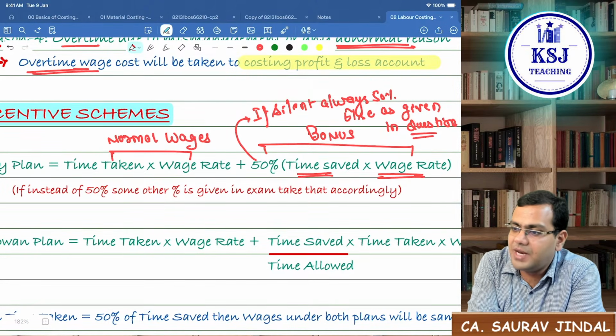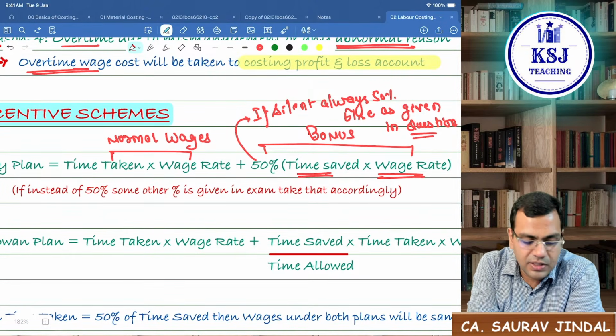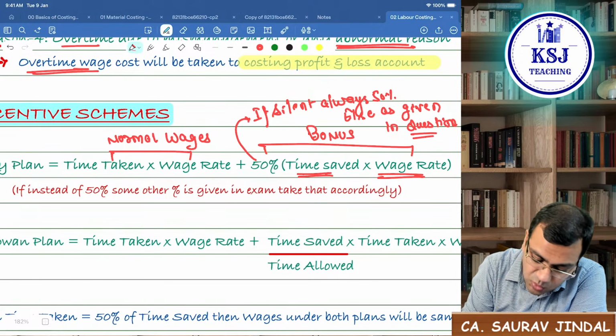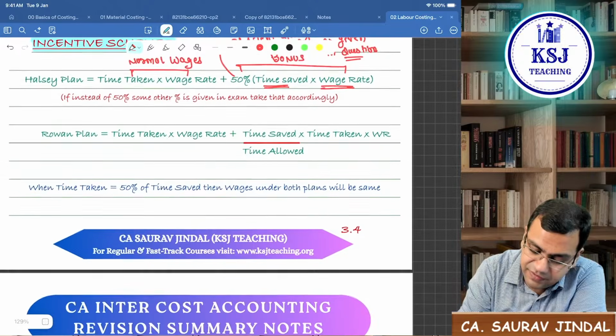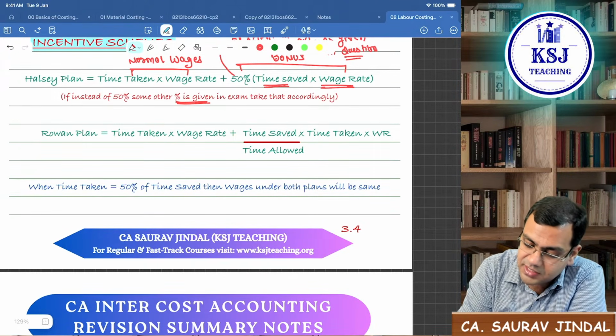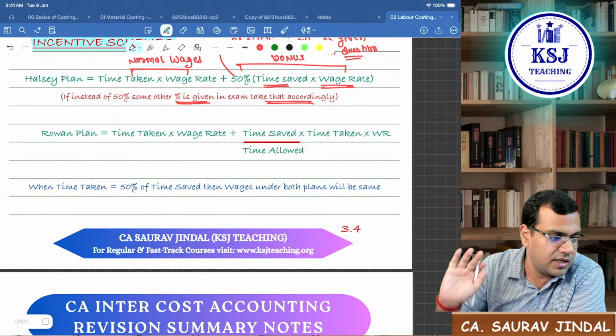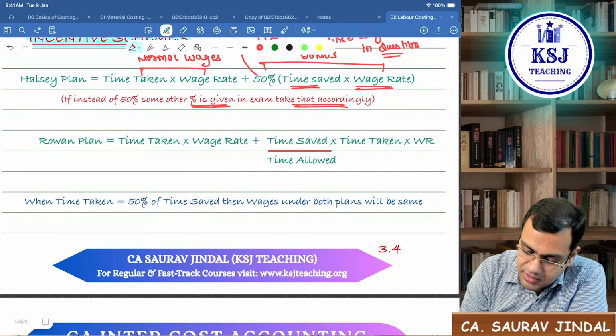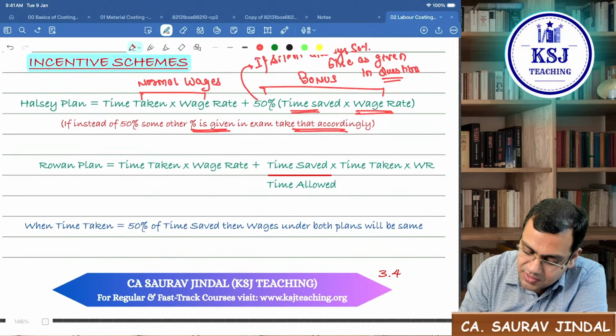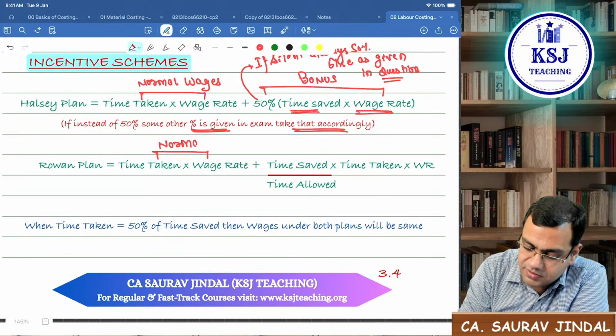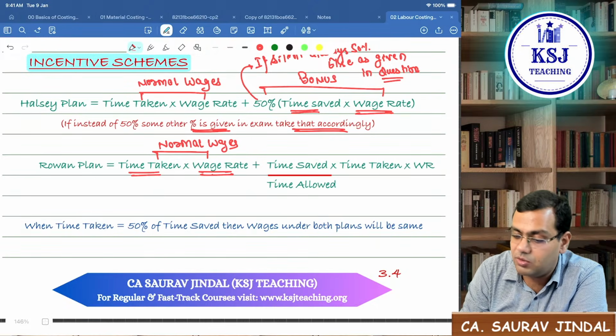Now, the Rowan plan is slightly different. The Rowan plan says what? See here, if instead of 50%, some other percentage is given in the exam, take that accordingly. I have given it already. So the Rowan plan says, okay sir, normal wages will remain the same. Normal wages, that is time taken into wage rate, not time allowed.